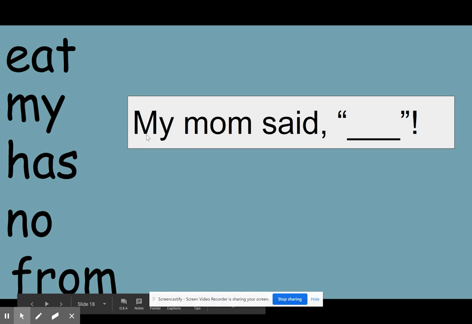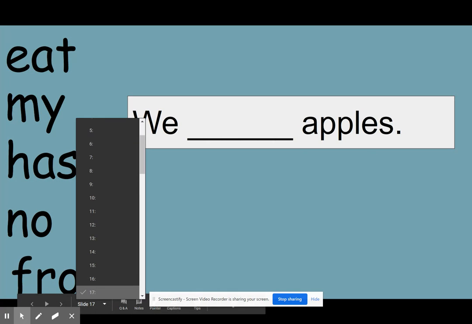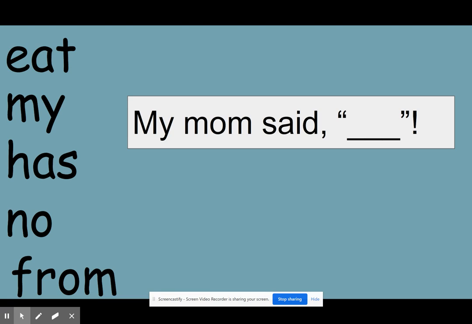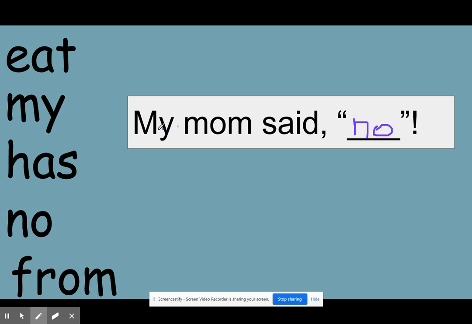Okay. My mom said blank. So we've got the words eat, my, has, no, and from. The slide moved again. Hold on one second. Let me get to the correct slide. There we go. All right, so go ahead and figure out which word you think makes sense. If you need to click pause, you can click pause. And you should have picked the word no. My mom said no.